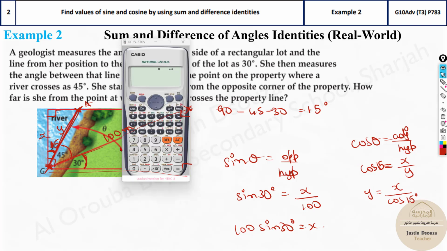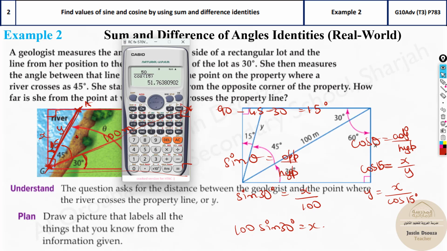Now we will type it out in the calculator. Please remember this is in degrees. It's not in radians. So please keep it in degrees itself. Don't shift to radians or anything. The answer for x is 50. Now 50 divided by cosine of 15 degrees will give you the answer. That is 51.76. Let's just check the answer.